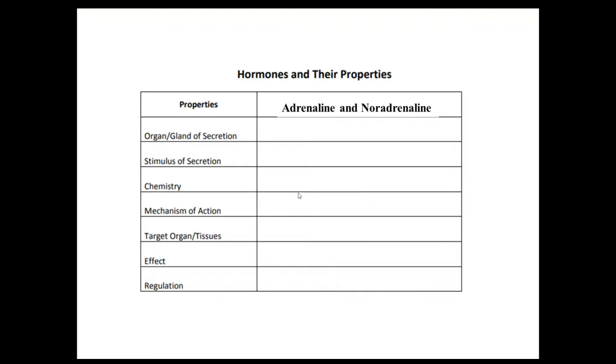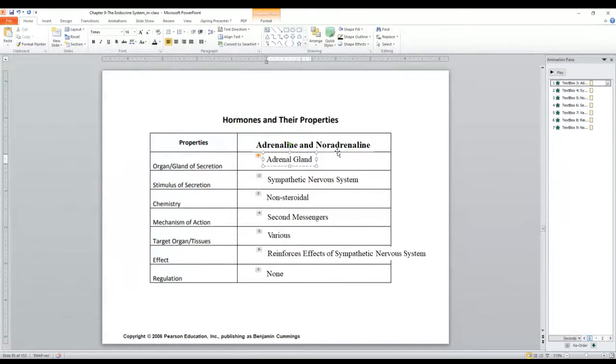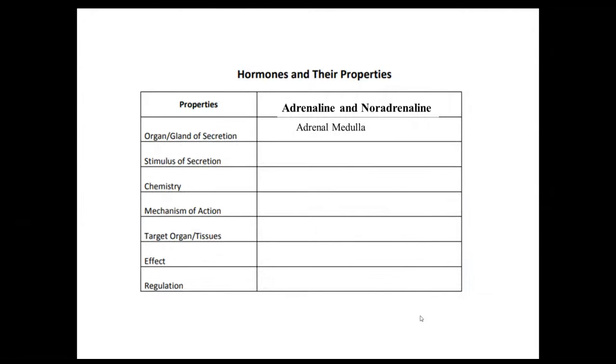Okay, now let's go to our hormones and their properties table. So the organ of secretion is the adrenal, I shouldn't say that, not adrenal gland, we're going to say adrenal medulla. Let's be a little more specific than that. Bad Chuck. All right, better. The adrenal medulla. What stimulates secretion? Sympathetic nervous system.